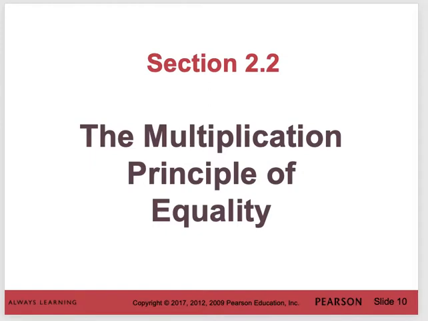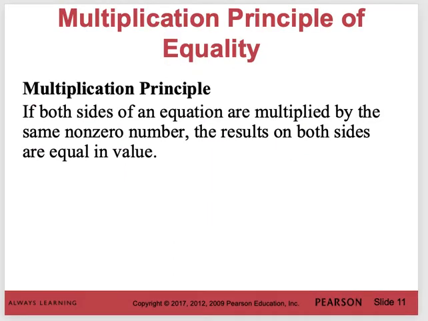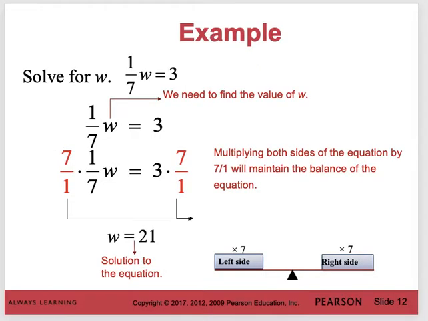The second section of Chapter 2 is about the multiplication principle of equality. So instead of adding, we can multiply both sides of an equation, as long as we're not multiplying by 0. In this case, to solve for w, we would multiply by the reciprocal, or flip the fraction. Instead of 1 over 7, 7 over 1. Those would end up canceling out. It would equal 1, because you would get 7 over 7, to solve and get w equals 21.